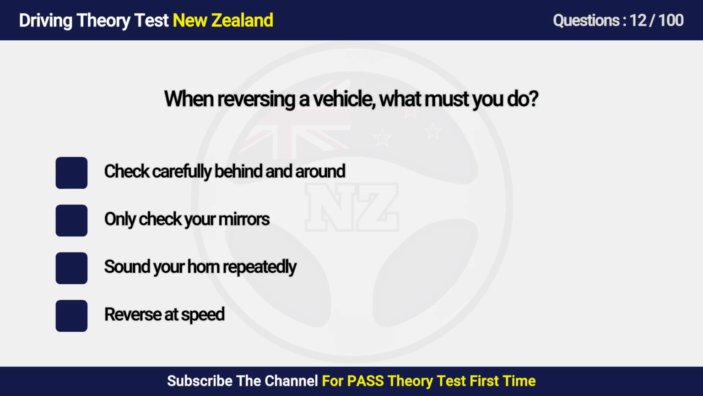Question 12. When reversing a vehicle, what must you do? A. Check carefully behind and around. B. Only check your mirrors. C. Sound your horn repeatedly. D. Reverse at speed.